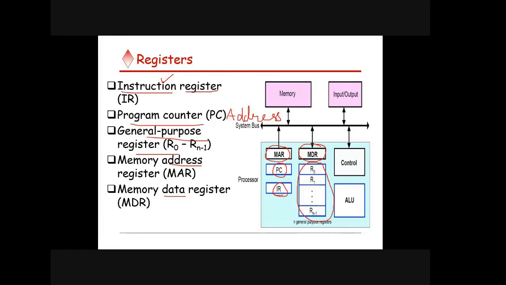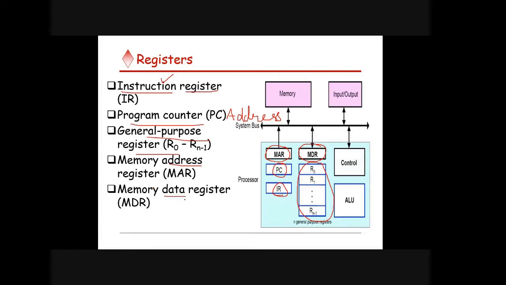Yes, ma'am. Tell me what all are the registers present inside the processor? Instruction register, program counter, general purpose register, memory address register, and memory data register. Okay, fine. 170. What all are the registers which will be storing an address as content inside the register? Program counter and memory address register. Very good. Okay, we'll proceed.